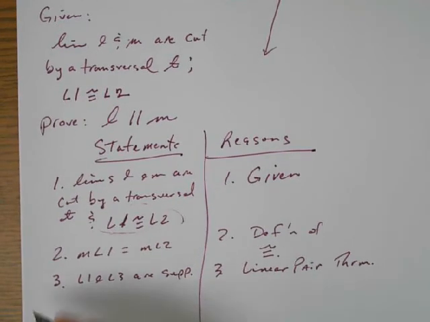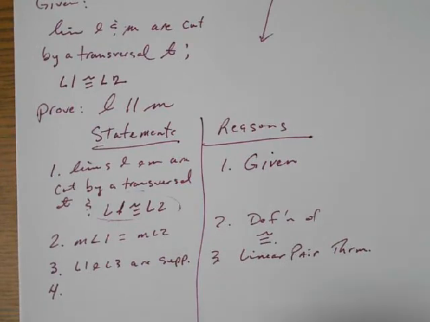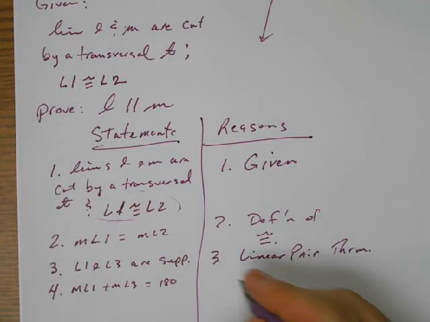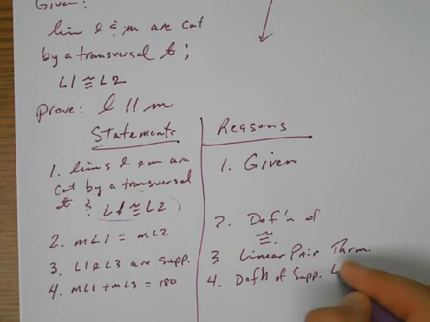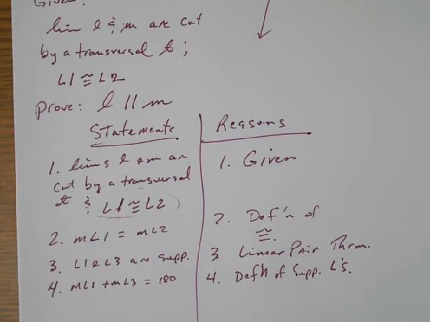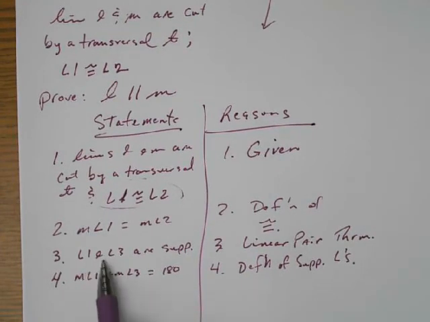Okay, so step 4. All right, so if they are supplementary, then we know that the measure of angle 1 plus the measure of angle 3 is equal to 180. And that's the definition of supplementary angles. Again, I'll say that a little louder. That's the definition of supplementary angles. As soon as we say that they are supplementary, then we know that they add up to be 180.